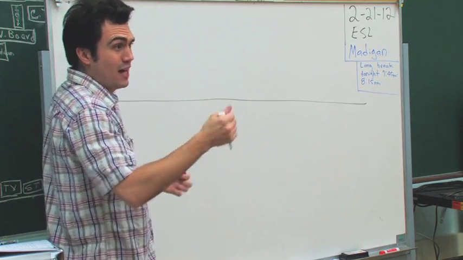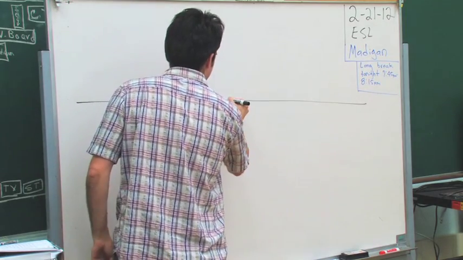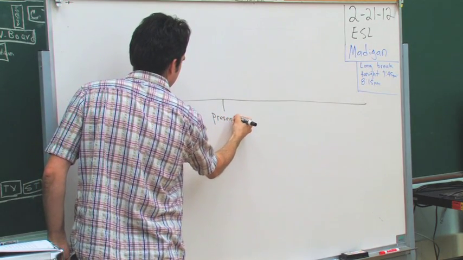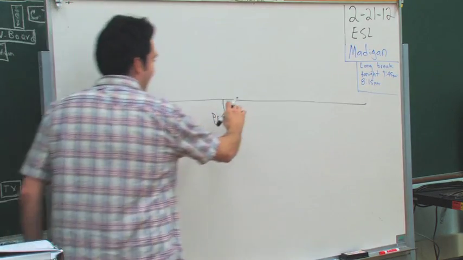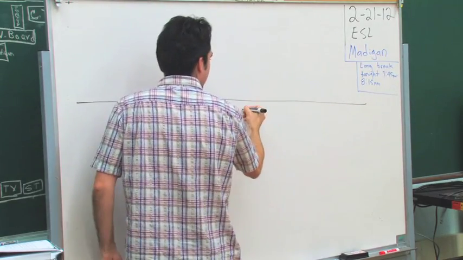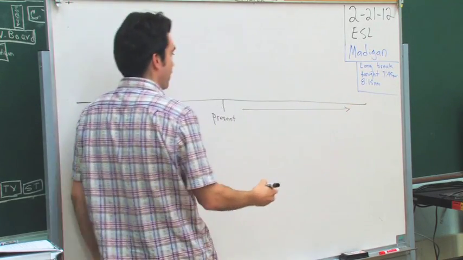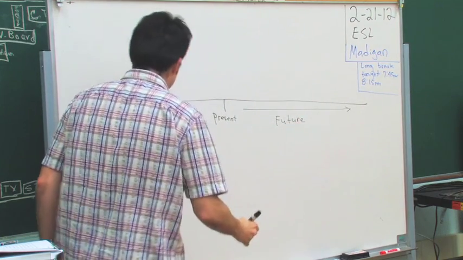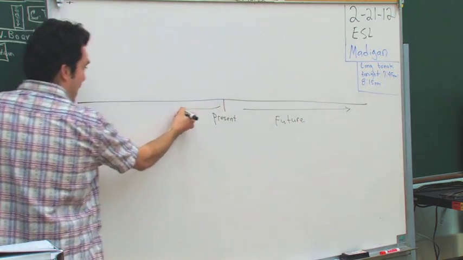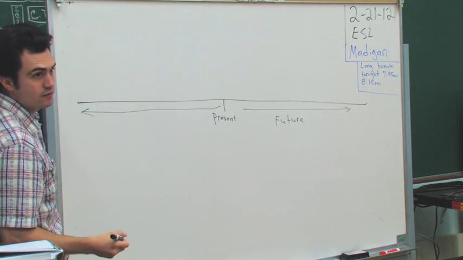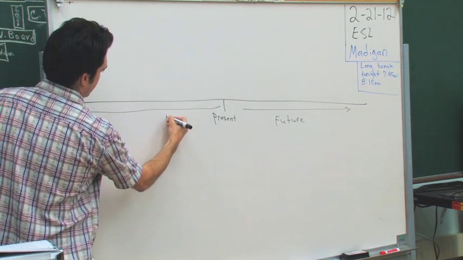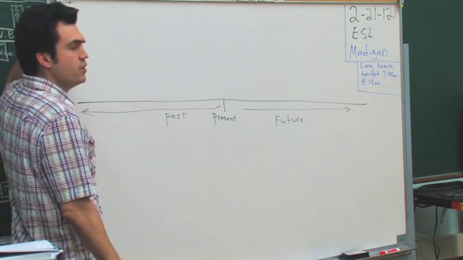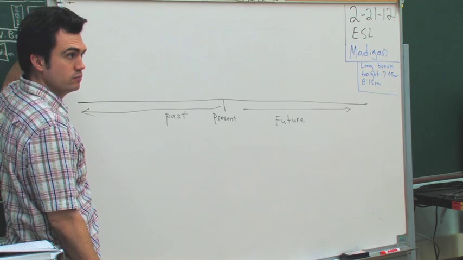All right, this is a timeline, right? This is a timeline. This is the present. Okay? Everything this way is what? Future. The future. Right? And everything this way is what? The past. Okay? So past, present, and future.